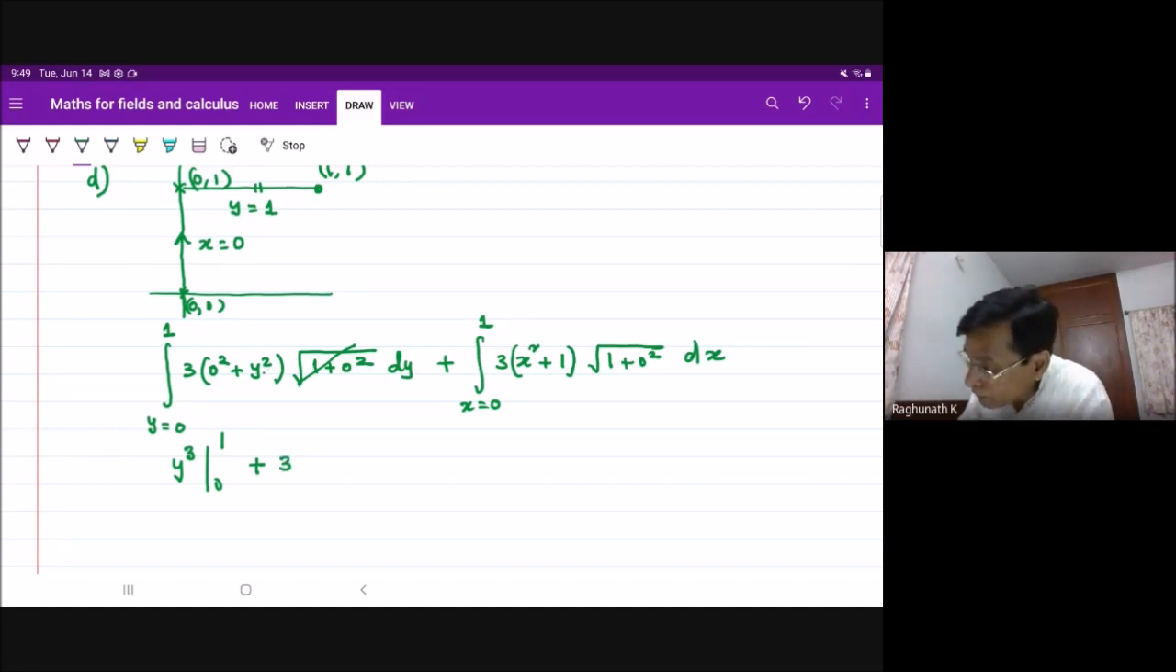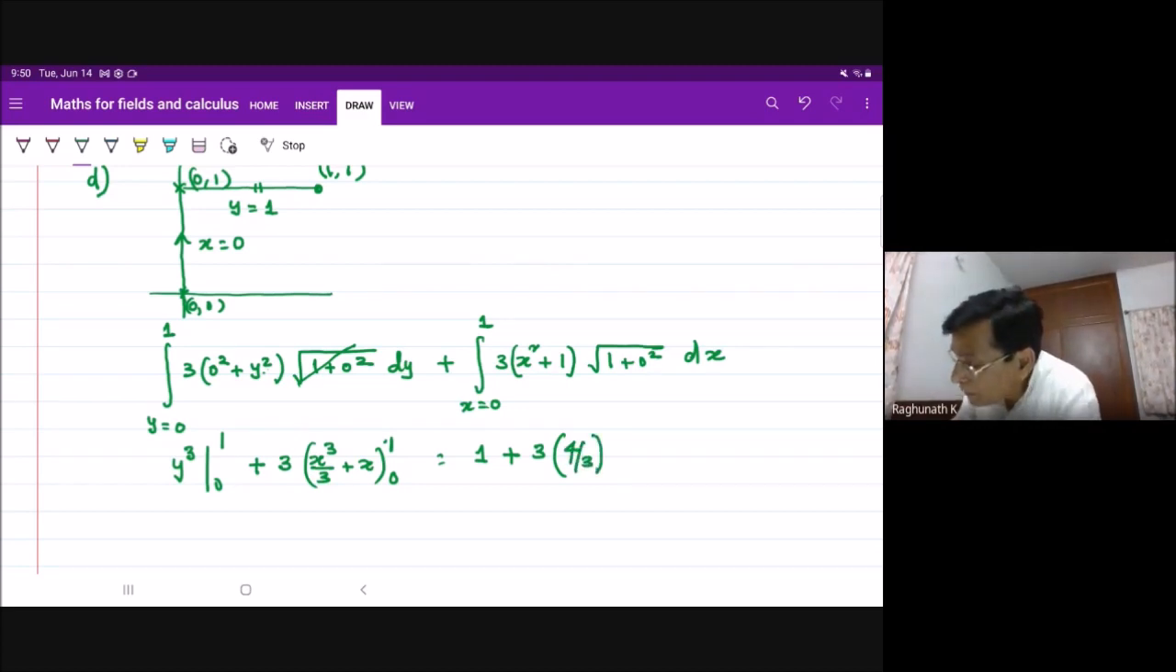3 into x cubed by 3 plus x from 0 to 1. Correct? Is equal to 1 plus 3 times 1 by 3 plus 1, is 4 by 3, is equal to 5. Check it, please.